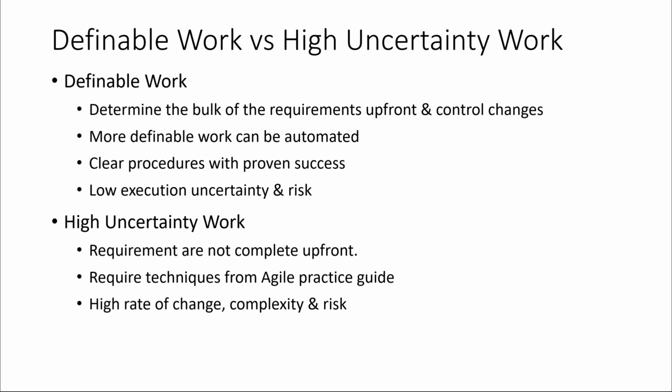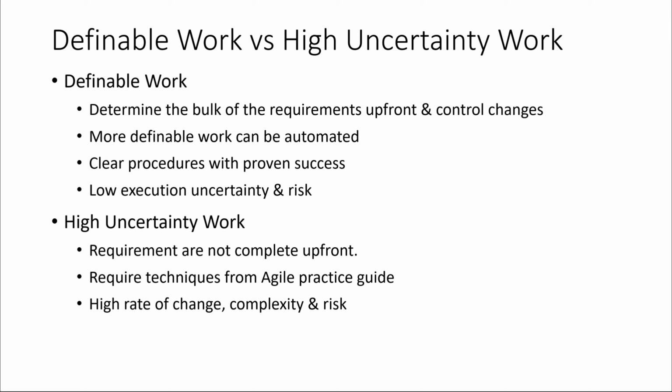Definable work versus high uncertainty work. Project work ranges from definable work to high uncertainty work. Definable work projects are characterized by clear procedures that have proved successful on similar projects in the past. The production of a car, electrical appliance, or home after the design is complete are examples of definable work. The production domain and processes involved are usually well understood, and there are typically low levels of execution uncertainty and risk.